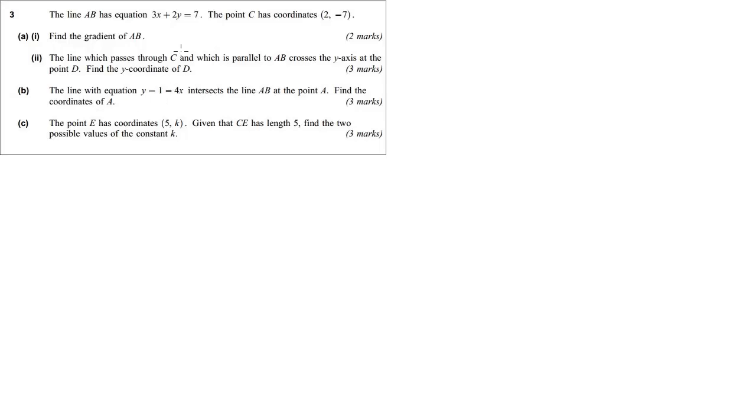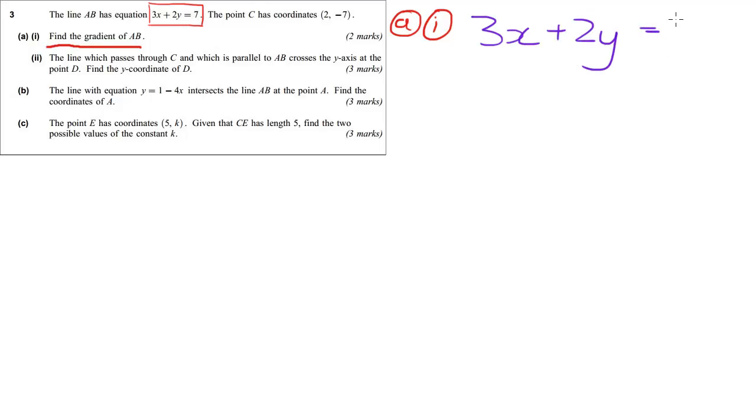Question 3 is all about lines and gradients and intersects and all that kind of stuff, so it shouldn't be too bad. Let's get started here. We've got to find the gradient of this line AB, this line here. So let's do it up here, part 1. We've got 3x plus 2y is equal to 7.